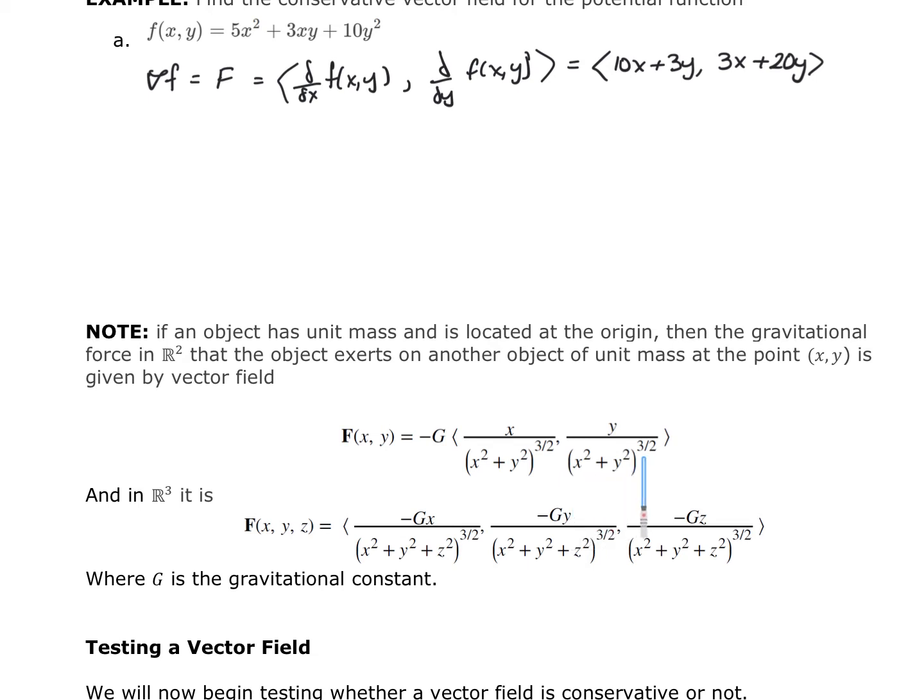If we are in 3-space, the negative G would still be outside, but I have x, y, and z in the numerators. The same kind of thing in the denominators, where I have x squared plus y squared plus z squared now raised to the 3/2 in each one of the denominators. And G is the gravitational constant.